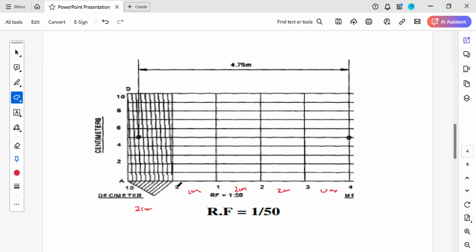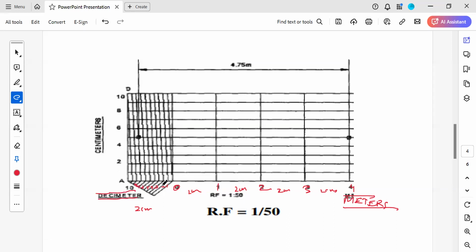So here we need to start with numbering. We will leave the first division. There is 0, 1, 2, 3, and 4. Here each division will be in meters. The first division is divided into 10 divisions; for that you can use the geometrical construction. This will be 1, 2, 3, 4, 5, 6, 7, 8, 9, 10. These will be decimeters.